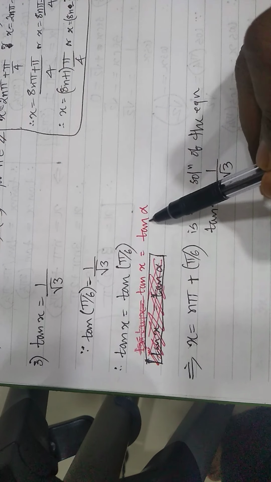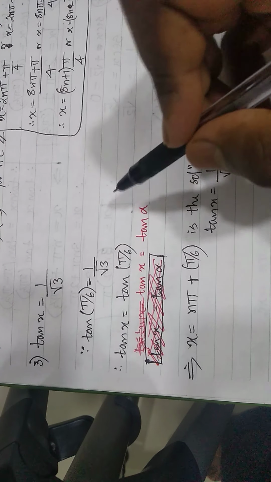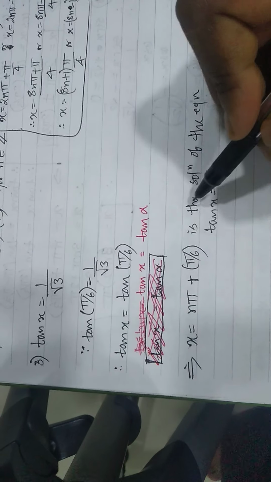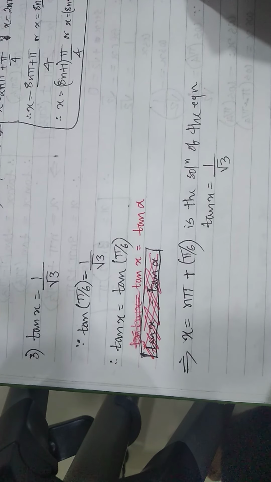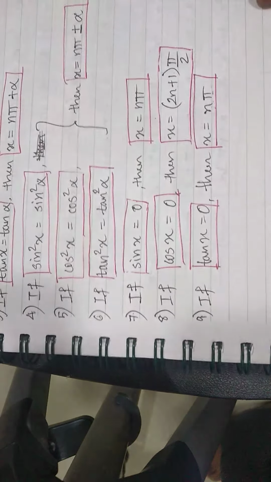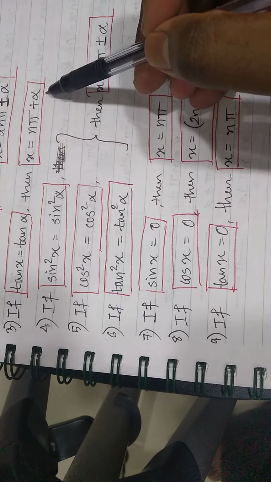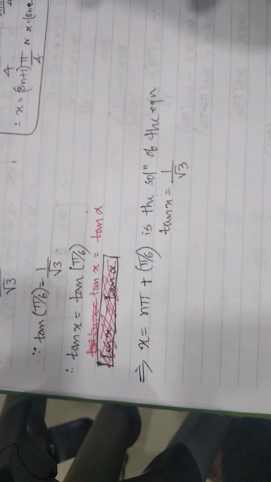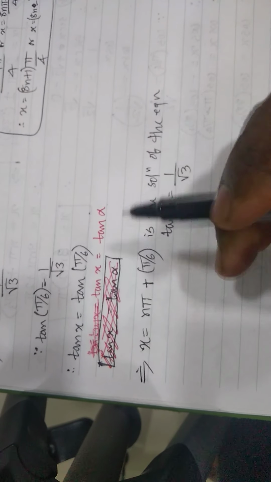It is of the form tan x equal to tan alpha. As you can see, alpha is pi by 6. So our general solution for an equation of this form, tan x equal to tan alpha, is n pi plus alpha. Just substitute for alpha. It is that simple. So it becomes x equal to n pi plus pi by 6.